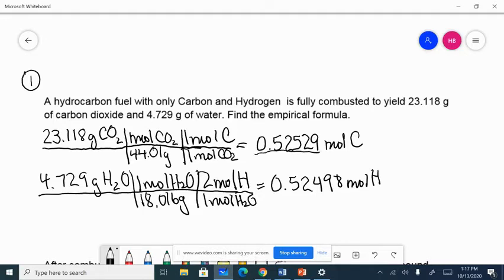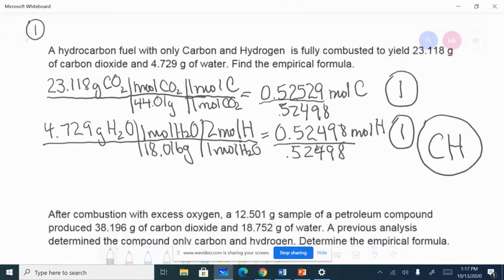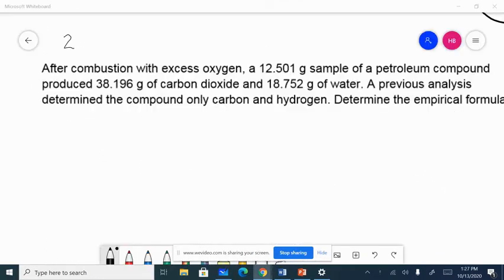So our next step is to divide by the smallest number if you need to do that step. And you'll see that you basically get 1 to 1. So the empirical formula for this compound is CH. That's as far as we can go with the information that we have been given. Okay, let's do number 2.